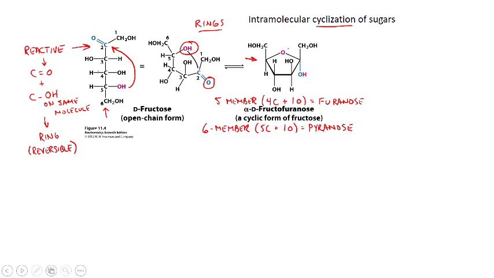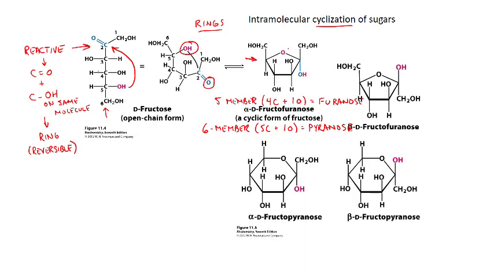So it is possible for most sugars to form more than one structure. For example, fructose, which is what's on the screen in front of you, can form 4 different possible ring structures. So it's got 2 different possible furanose structures and 2 different possible pyranose structures.